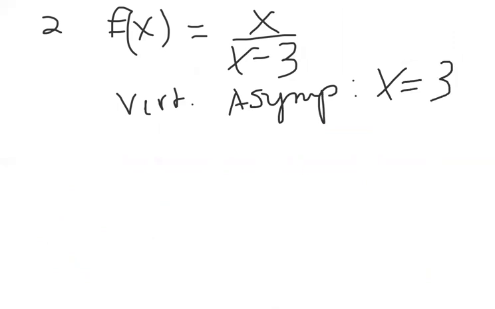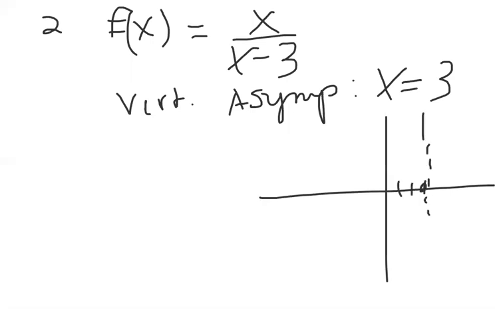So the graph gets closer and closer to x equals 3 on both sides, on the left side and the right side, but we'll never get to x equals 3 because it's undefined at x equals 3. So if you graph this one, x equals 3, let's say it's right here, there's your vertical asymptote. So the graph would sit up here somewhere.